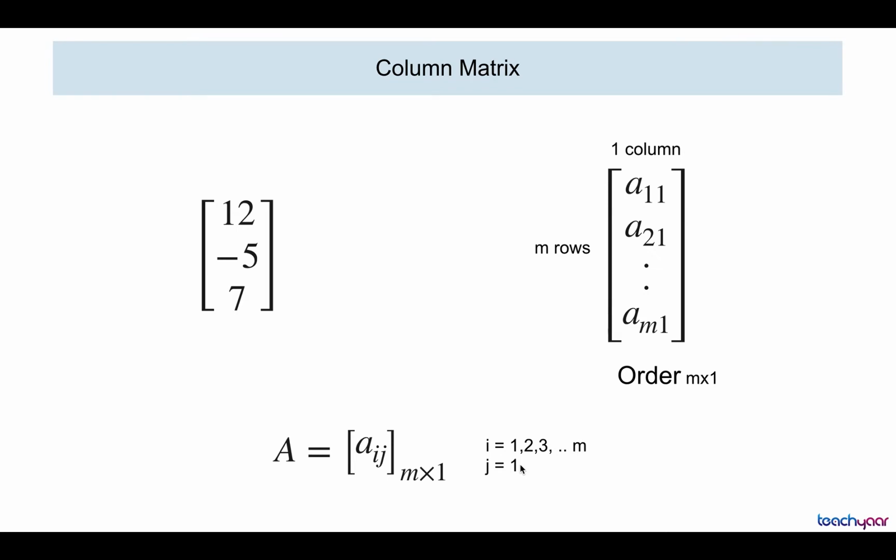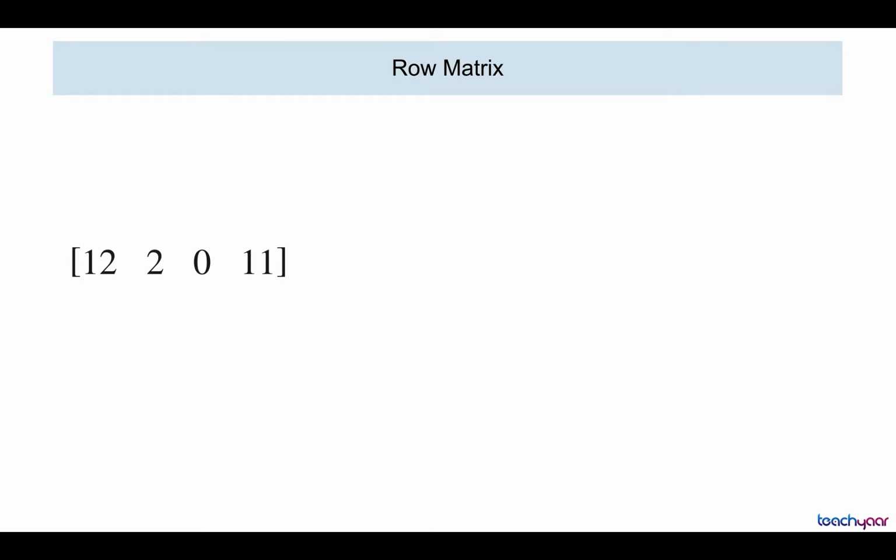Okay. So if you see the column matrix here, you can guess what the next one will be. It's a row matrix. And so it's just a matrix that's just 1 row. And it can have many columns. In this case, there are 4 columns. And you can see it looks like a row. So very easy to identify.